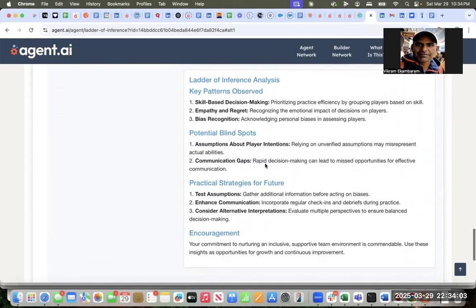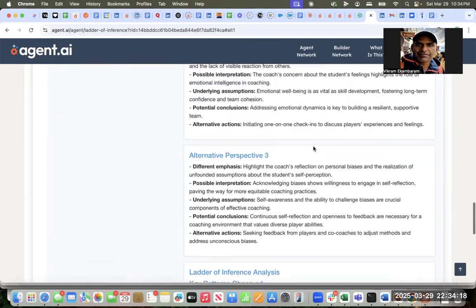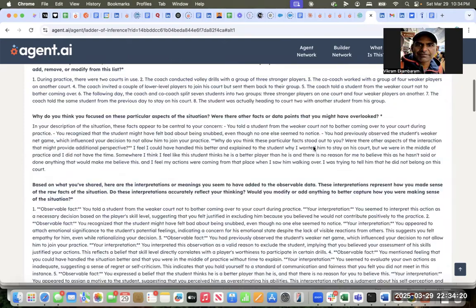And then it also summarizes it by showing you what are the patterns that were observed in this particular case, what are some blind spots that might be there, and what practical strategies you could apply in the future to do things differently. And then it ends with some encouragement, which talks about how you can actually grow from it.